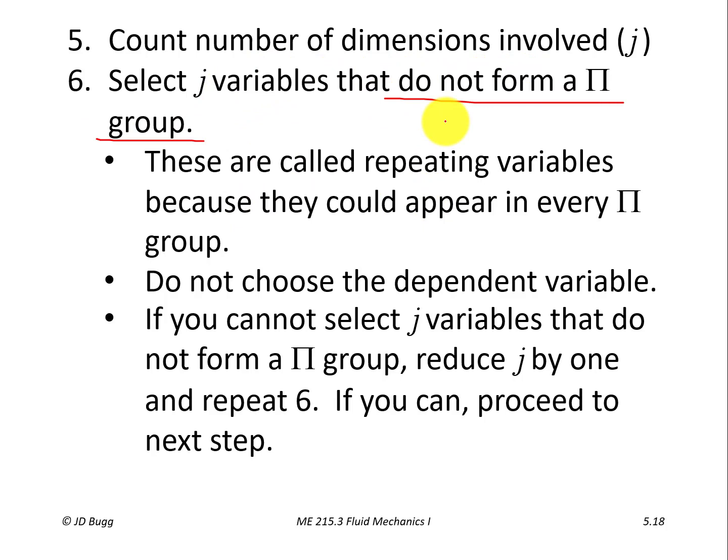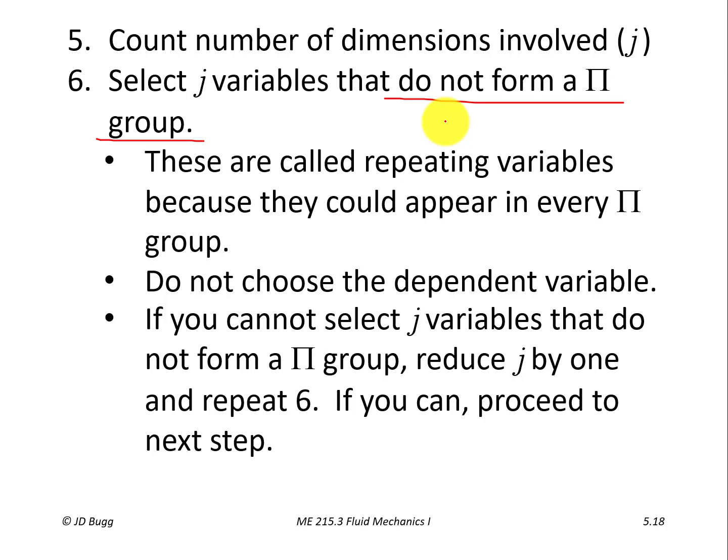It must be impossible to form a pi group, or a dimensionless group, with those repeating variables. Well, if there's just no set of j variables that could possibly be chosen that satisfy that criteria, then what you do is you reduce j by 1, and you do step 6 over again. So if j used to be 3, you drop it down to 2. See if you can do that now. First of all, this happens rather rarely, and when it does happen, reducing it by 1 usually takes care of the problem, and you can proceed on to the next step.